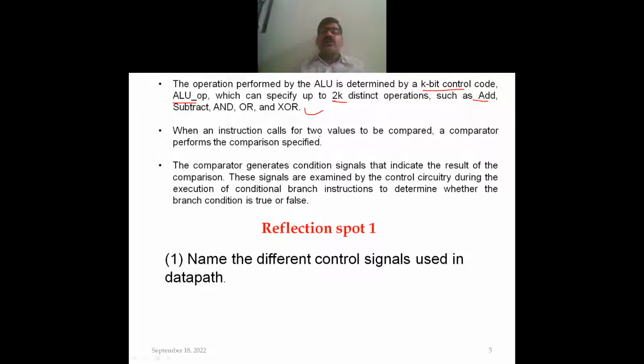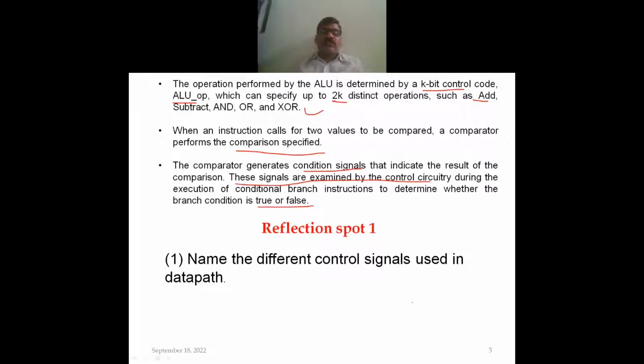So when an instruction calls for two values to be compared, a comparator performs the comparison specified. The comparator also generates condition signals that indicate the result of the comparison. These signals are examined by the control circuitry during the execution of conditional branch instructions to determine whether the branch condition is true or false. So this is how the data path control signals are there.